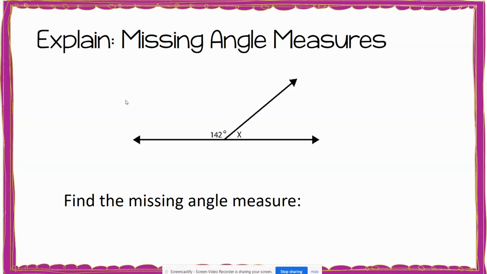For this problem, I can see that 142 degrees and X create a straight line. Since they create a straight line, these are supplementary to each other, which means they will add up to 180. So to find the value of X, I'm going to subtract 180 minus 142. And that gives me a value of 38 degrees for X.